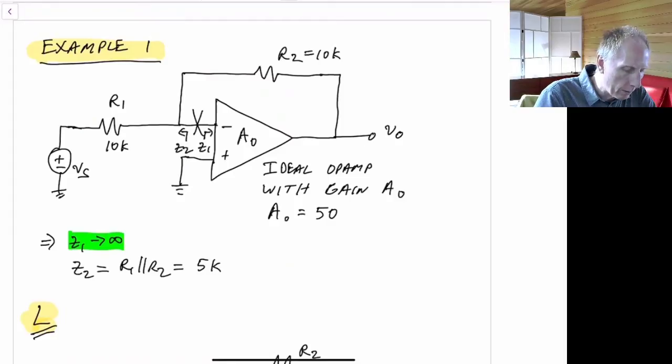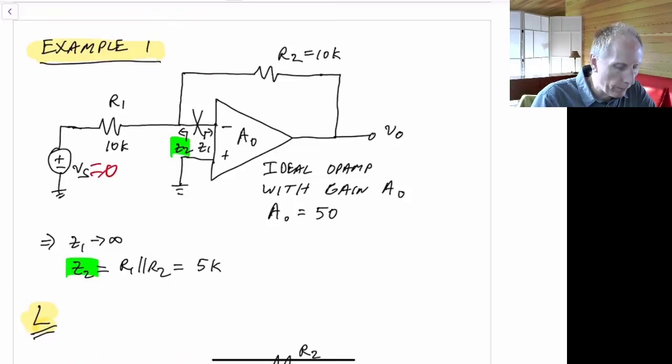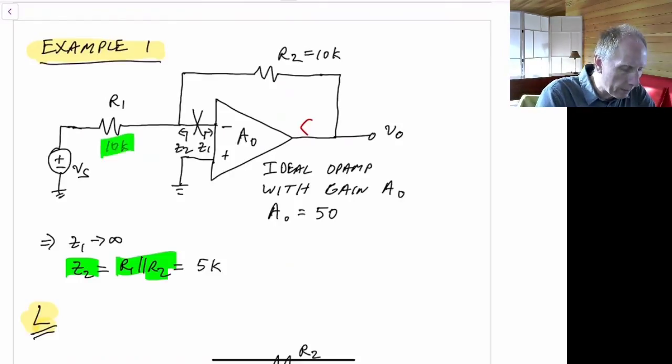For Z2, here, first off, we zero V sub S, so we set that equal to 0. And we also know the output impedance of an op-amp will be 0, because it's an ideal op-amp once again. So this appears as though it's ground at this node. So for Z2, we just see R1 in parallel with R2. So we have this result here. And because R1 and R2 in this case are 10K each, Z2 is just equal to 5 kiloohms.